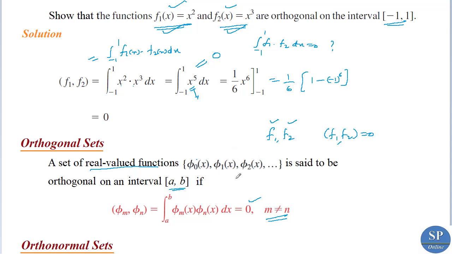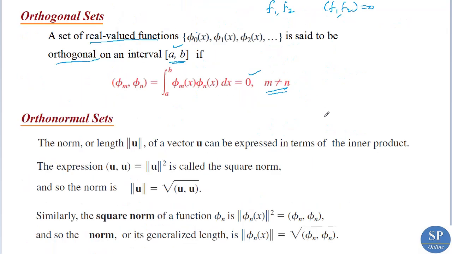Now, a set of functions is said to be orthogonal on an interval [a, b] if, taking any two distinct functions from that set, they are orthogonal. That is, if each pair of functions of that set is orthogonal, that is, the inner product of phi m, phi n is equal to 0 for m not equal to n. Now, orthonormal set. We discussed orthogonality of two functions, then orthogonality of a set of functions.